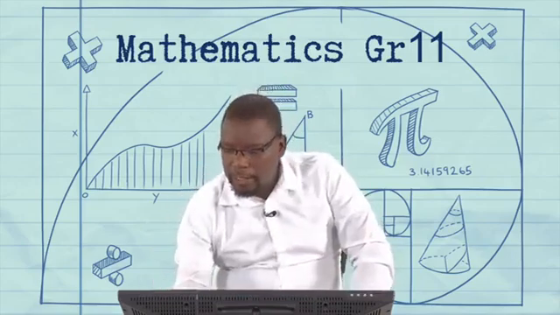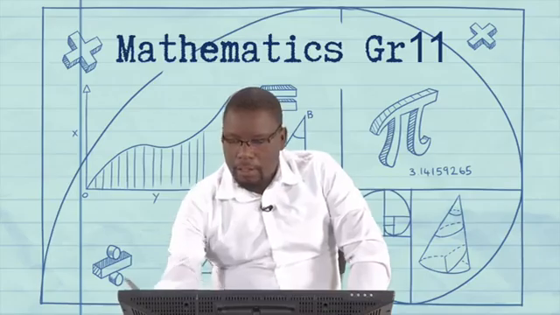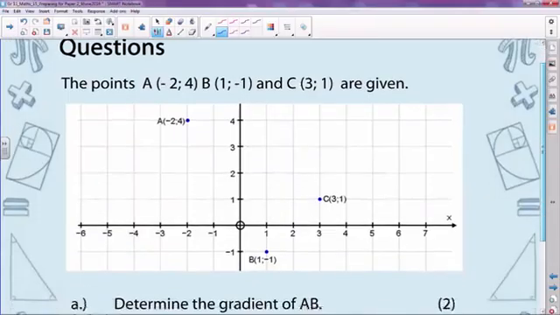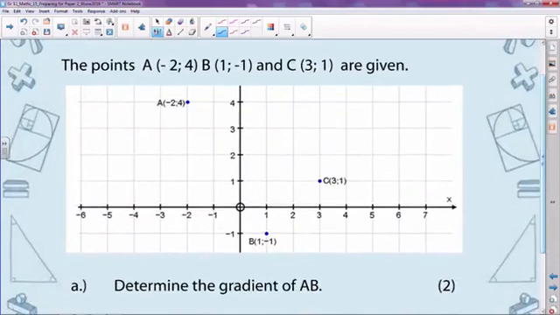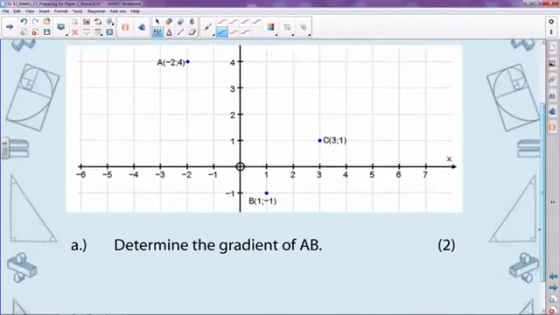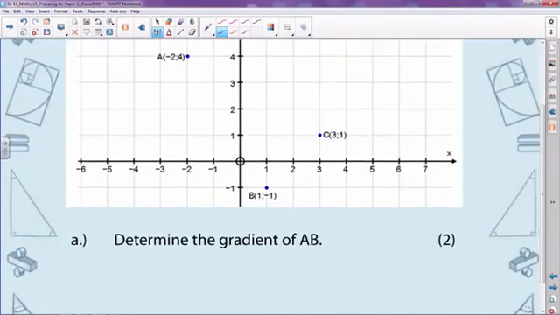Let's look at how they ask questions in analytical geometry. Question 1. The points A(-2; 4) and B(1; -1) and 3, 1 are given. Now, determine the gradient of AB.